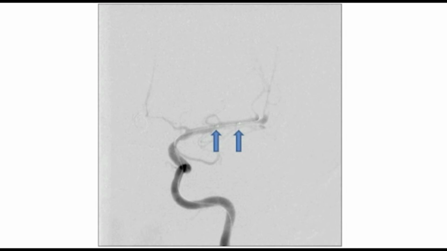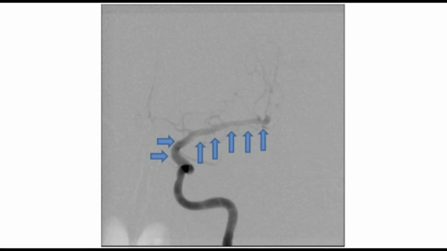Our target vessels for balloon angioplasty are the internal carotid, M1 segment of the middle cerebral artery, and basilar artery. Rarely do we target the A1 segment of the anterior cerebral artery or P1 segment of the posterior cerebral artery because, in our opinion, risk of balloon angioplasty in these territories is higher.